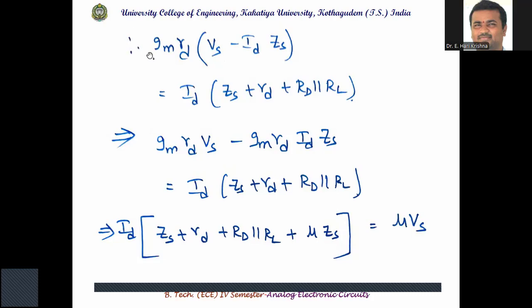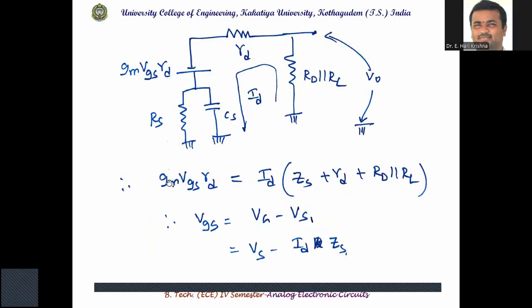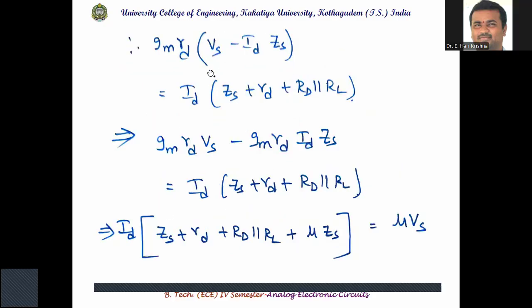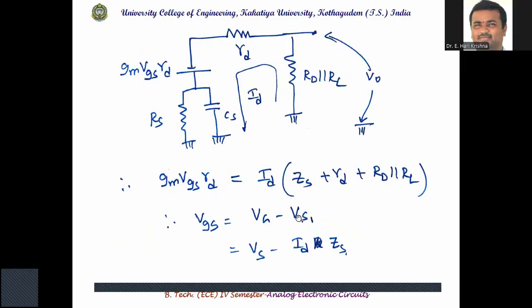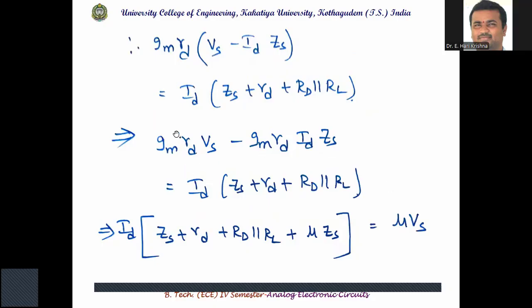So gm rd. In this equation, we are making the substitution of VGS. gm rd, VGS is there. In place of VGS, we'll substitute this one: gm rd multiplied by VS minus ID into ZS. Then ID into the remaining component as it is, ZS plus rd plus RD parallel RL. And to make this more simplified, take the complete ID to one side and get an equation for drain current.